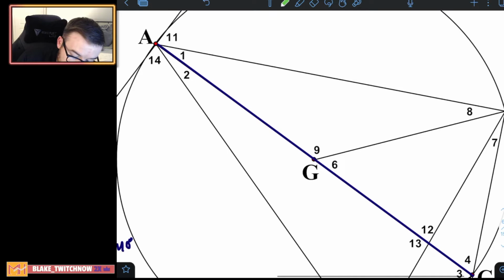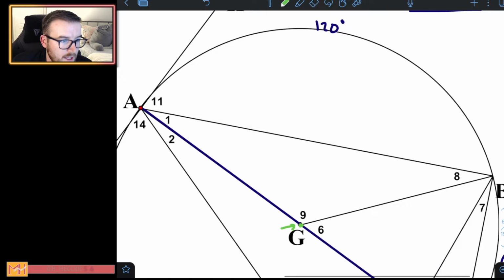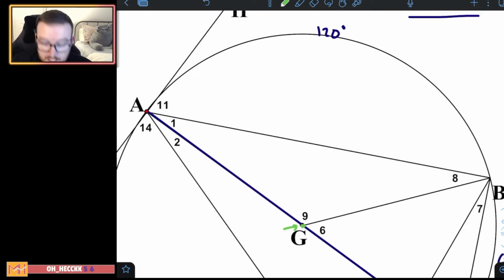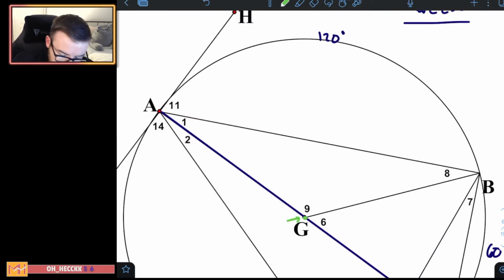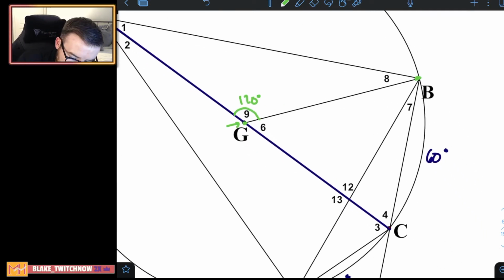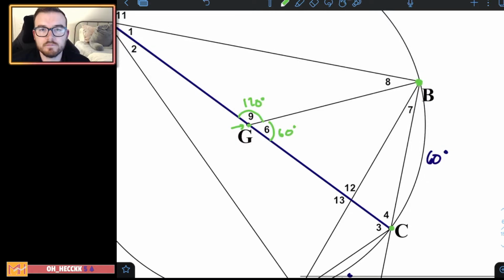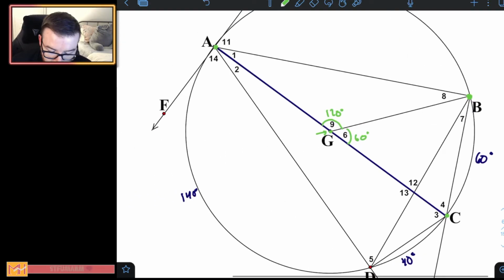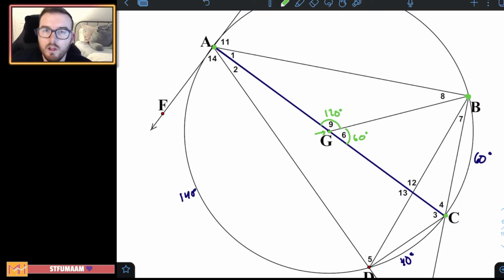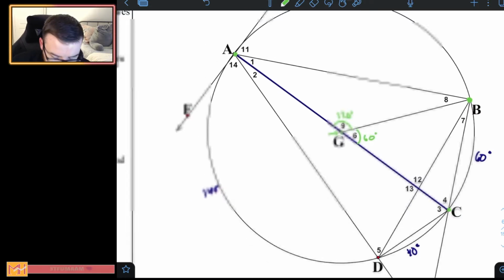Let's start with the central angles. The vertex is at the center, so I know that the central angle and the arc that it intercepts must be equal. So this angle 9 intercepts arc AB, and thus this is a 120-degree angle. And similarly, for angle 6, it intercepts arc BC. So if the arc is 60, the angle is 60. Those are the two easy central angles. Did I solve for angle 1 and angle 2 first? No, I solved for 9 and I solved for 6.